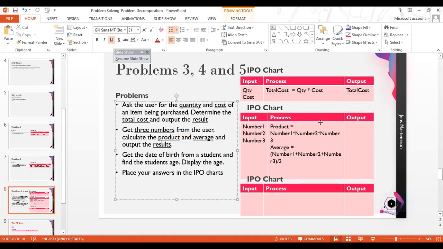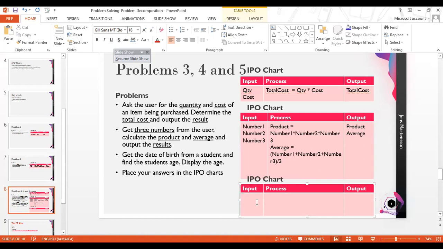example we used earlier. Any result that you have must be the results of the product and the average. So we're going to put product and average in the output column. And there is our second example completed.